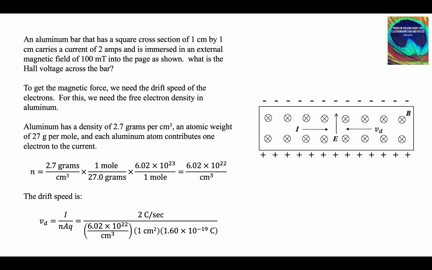We can calculate the drift speed. V drift is I over NAQ. 2 amps is the current. There's the electron density. That's the cross-sectional area of the wire. That's the charge on the electron. And we get 2.08 times 10 to the minus 4 centimeters per second. If we're going to use SI units, we need to get that to meters per second. So 2.08 times 10 to the minus 6 meters per second.